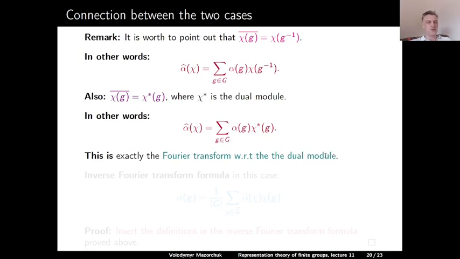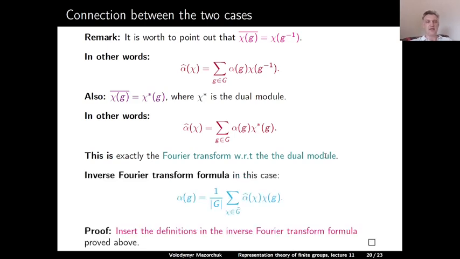So for abelian groups, it's more convenient to use Fourier transform formulas with respect to the dual module. And then the inverse Fourier transform formula in this case has the following form: alpha of g is equal to 1 divided by the cardinality of G, the sum over all chi in G hat, alpha hat of chi times chi of g. And to get this formula, we just insert the definition in the inverse Fourier transform formula for the general case, which was proved above.